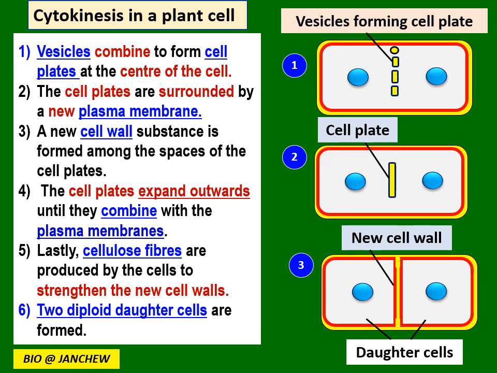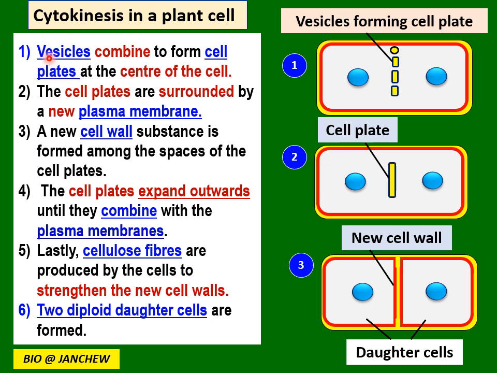Now, how about cytokinesis in plant cells? It's very different because plant cells are separated by cell walls. All right, two plant cells will be separated by a cell wall. So a cell wall must form in between the two nuclei to form two new cells. Now, how to form the cell wall?